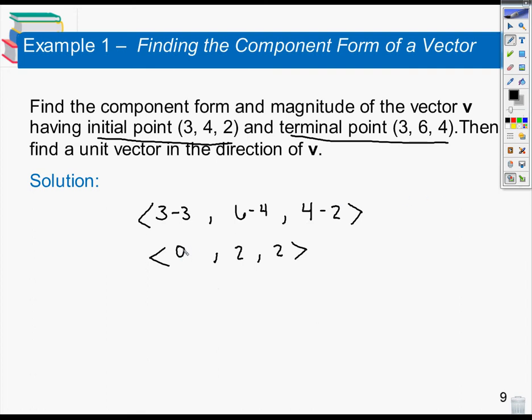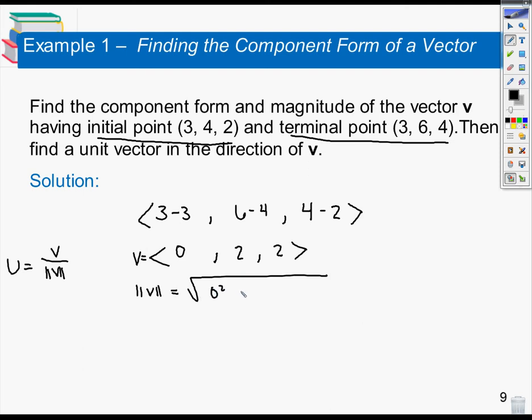So now there's a little bit more. Once we know that the component vector is (0, 2, 2), we want to figure out a unit vector in the direction of v. In order to find the unit vector, I need to divide the component vector by the magnitude, because it's a certain vector over that vector's magnitude. So if this is our vector, we need to figure out what the magnitude is. The magnitude of v will be each of the components squared, added together under the square root.